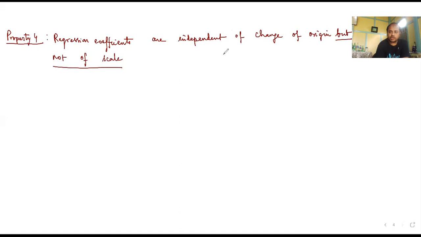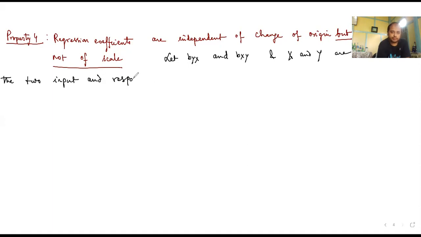I shall quickly do this particular problem. We have two regression coefficients, byx and bxy, and we have the variables x and y, which are the two input and response variables.